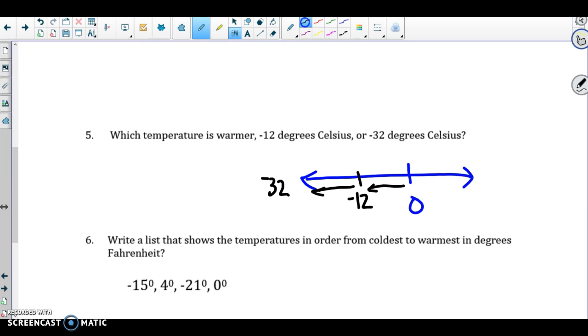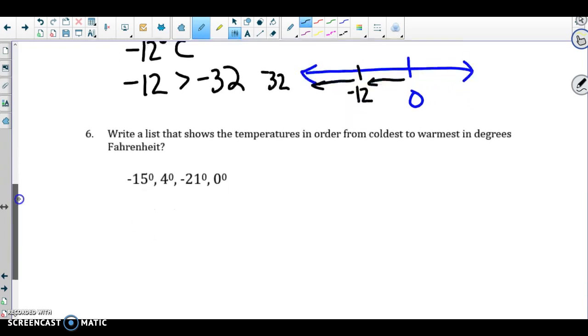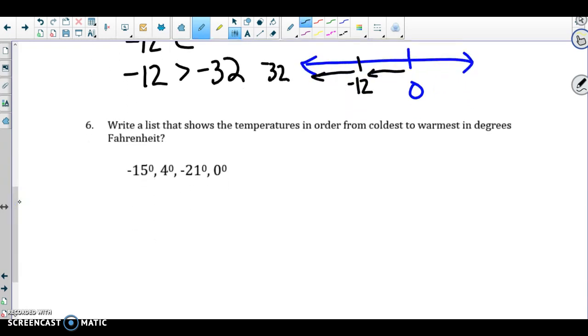Well, negative 12 is closer to 0, which is still cold, but it's still going to be warmer. So the warmer temperature would be the negative 12 degrees Celsius. We could even say negative 12 is greater than negative 32. Yes, we could.